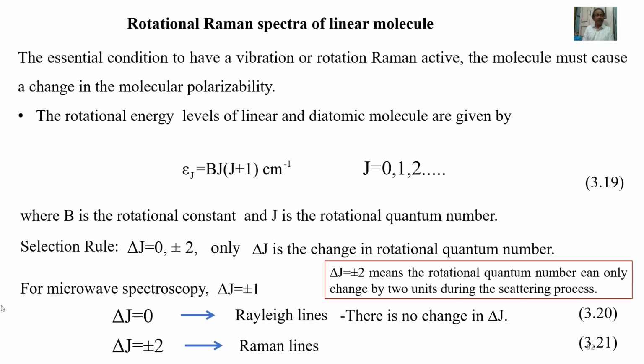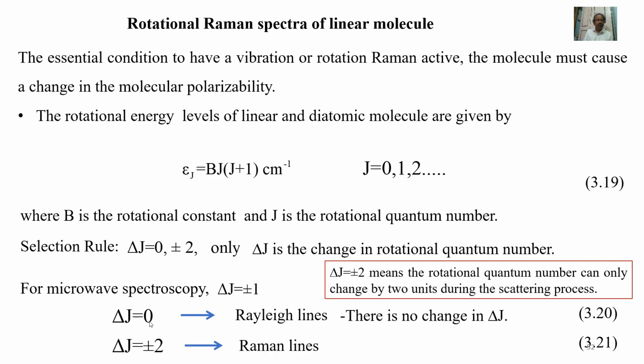The selection rule is considered to be del J equals 0 or plus or minus 2. Only del J is the change in rotational quantum number, and the plus sign is for the anti-Stokes line and the minus sign goes for the Stokes line. Del J equals plus or minus 2 means the rotational quantum number can only change by 2 units during the scattering process, whereas for microwave spectroscopy del J equals plus or minus 1.